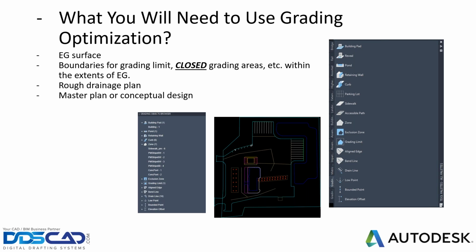Boundaries for grading limits. This includes basically any kind of grading areas. The key thing is that they are closed, not for everything, but closed as it relates to a closed kind of entity. A curb and gutter can be a single line, but for the most part, if you have zones or your grading limitations, those have to be closed areas. You definitely want those. It'll work otherwise, but it'll look all kinds of weird.